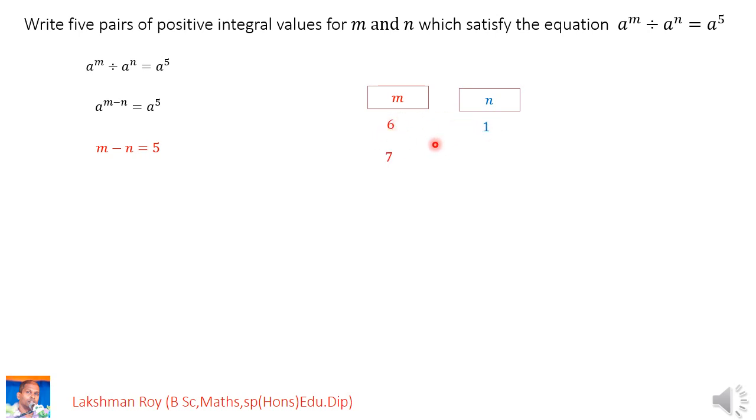Then I select m as 7, 7 minus 2. Then if I select 8 for m, 8 minus 3. So this is another pair. So I wrote 3 pairs, and I want 5 pairs. Then I put m as 9, so 9 minus 4. Then I can write another pair, 10 minus 5. So these are the 5 pairs. You can write so many pairs.